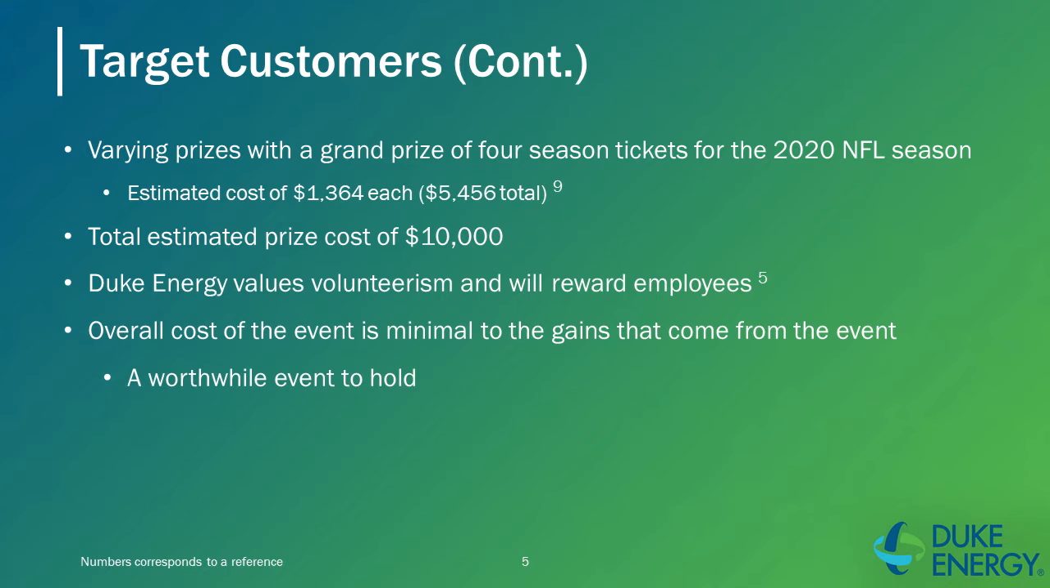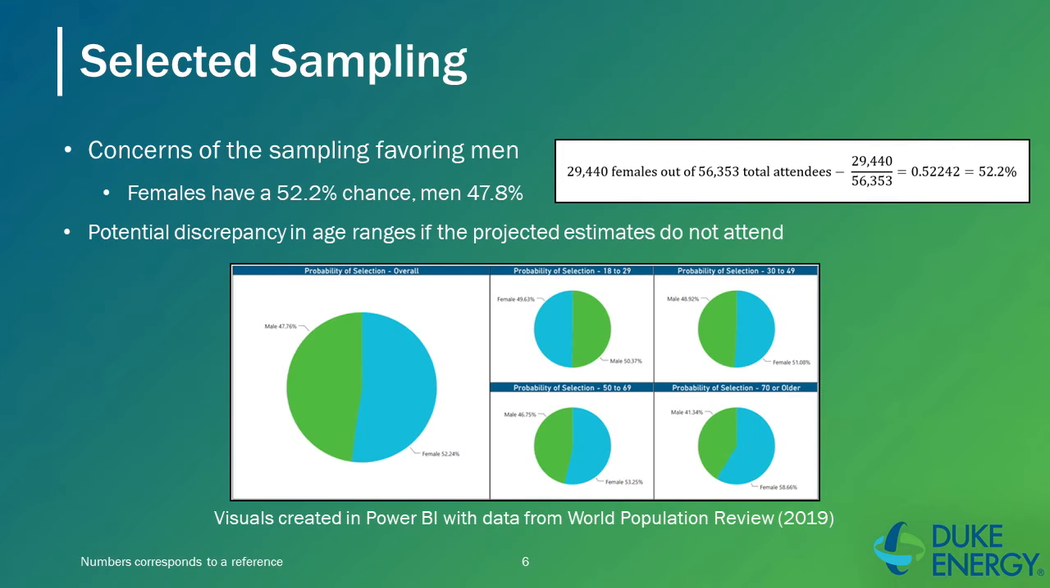In addition, costs of the collaboration with the stadium, kiosk setups, and other event needs will be factored in, but estimates for those are to be determined. The results of the event, however, largely benefit Duke Energy in the long run, as the cost involved in the event is minimal compared to the gains achieved with the potential Duval County customers that will sign up with Duke Energy from the event. Due to the event happening at a sports stadium, there are some concerns about the sampling favoring men. However, this is not the case.